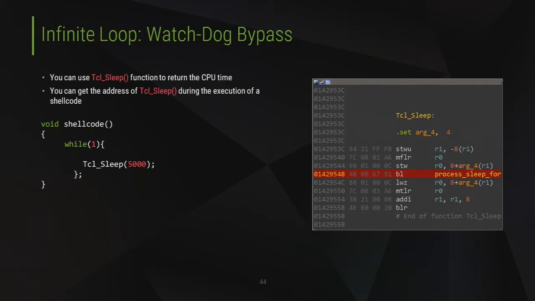Let's consider one possible way to return process time to other processes in an image-independent manner. You can use the tickle sleep function. As you can see in this screenshot, it calls inside self process sleep. You can find the sleep address during the execution of shellcode. This method is used in the template shellcode, the link of which was given above.